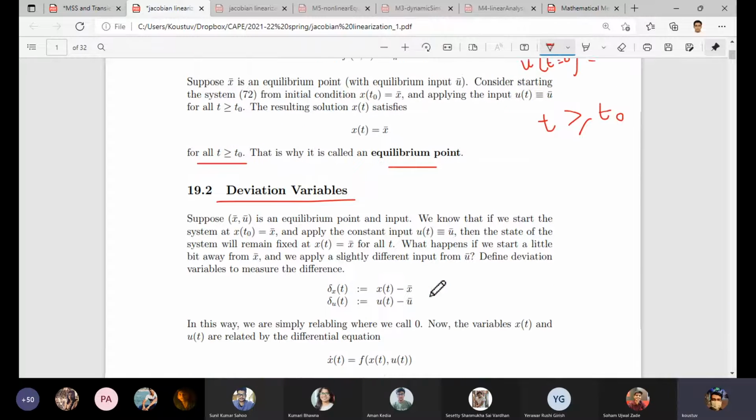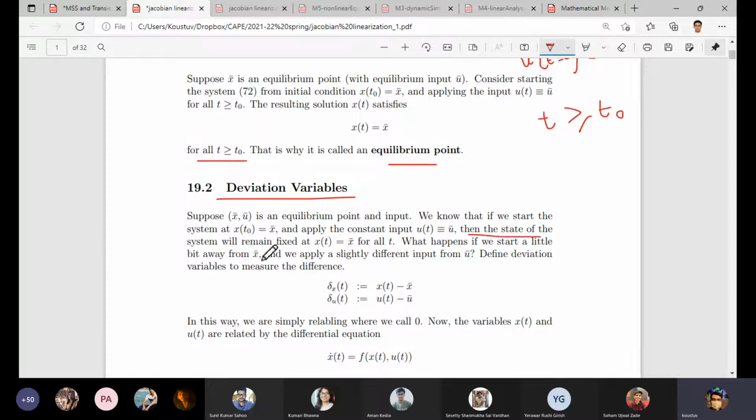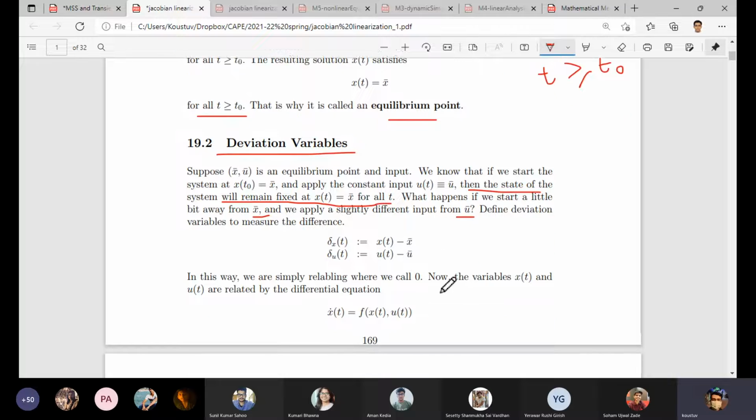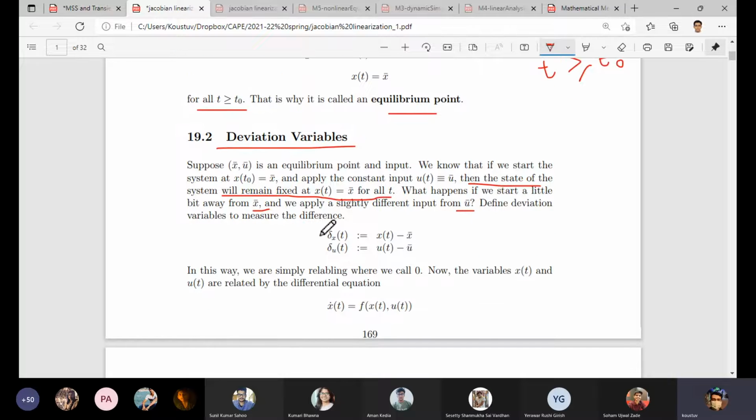If we start exactly at that point, then the state of the system will remain fixed. It will not change for all t. But what if we start a little bit away from x bar and also from u bar? That effect we want to see. As if we are causing some disturbance, some slight variations around the steady point, which you can connect to our case where if we slightly vary the temperature, we want to see what happens at that different steady point.